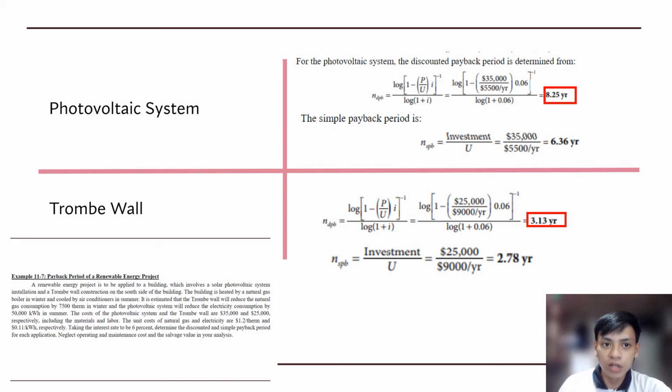For comparison, the photovoltaic system has a longer payback period than the Trombe wall. The simple payback period underestimates the actual payback period by about 23 months for the photovoltaic system and about 4 months for the Trombe wall.